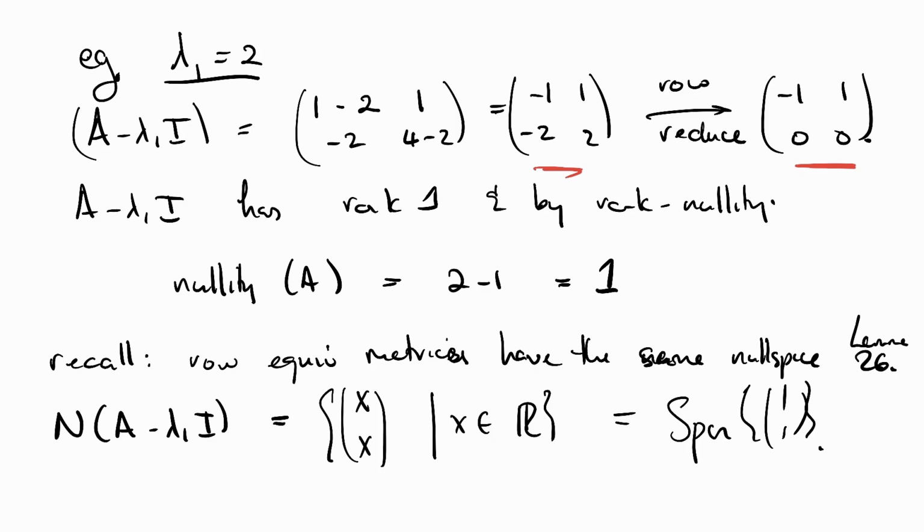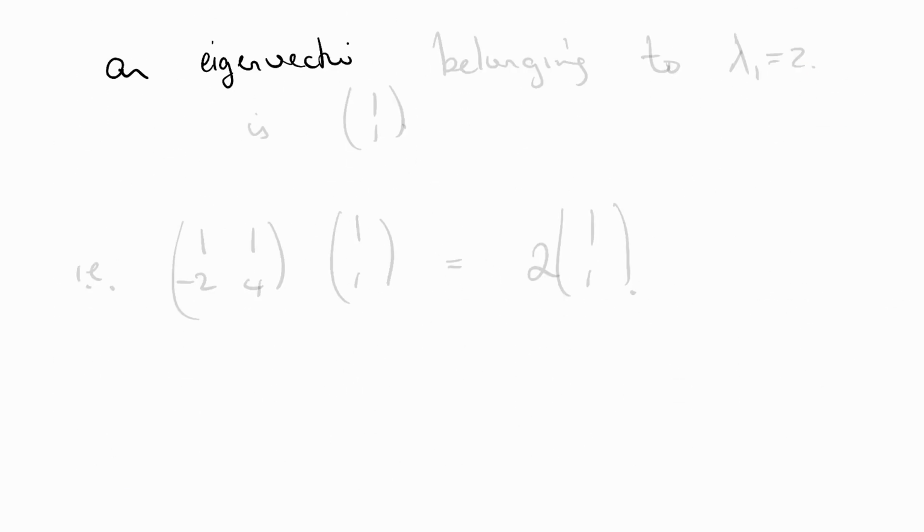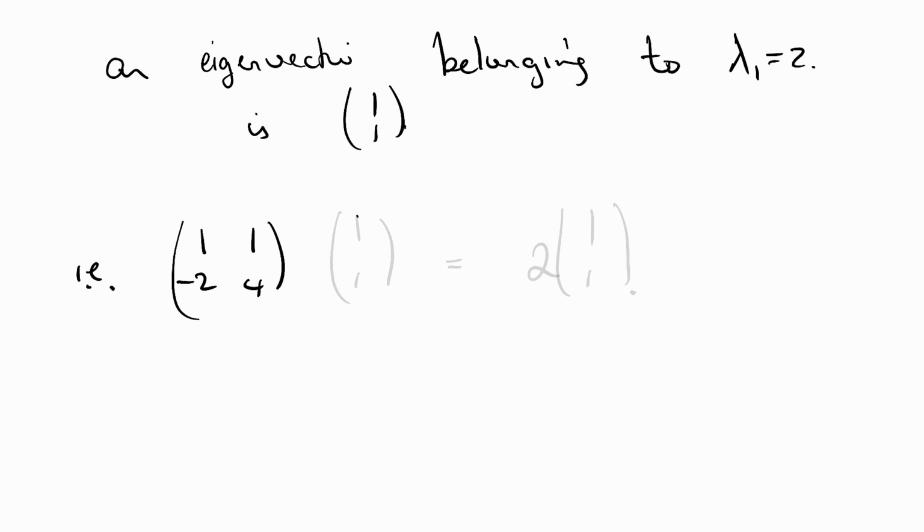What does this mean? An eigenvector belonging to lambda_1 equals 2 is (1, 1). That means the matrix 1, 1, negative 2, 4 times (1, 1) is 2 times (1, 1). And that checks out.